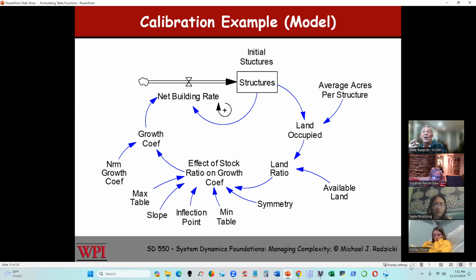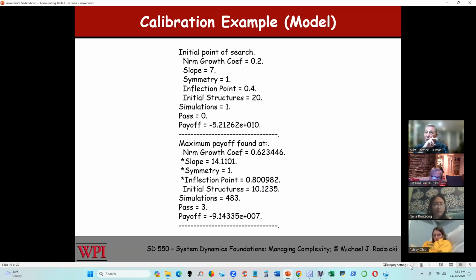Then I can tell the computer to suck in the data from the spreadsheet. Now it's from the real world, although it's really synthetically generated. But if it were from the real world, right? Suck it in and manipulate the values of these parameters until it fits the data best. And I did that. So over here, it found that these parameters had to be manipulated to these values. So the normal growth coefficient started at 0.2 and it ended up being 0.623 and so forth.